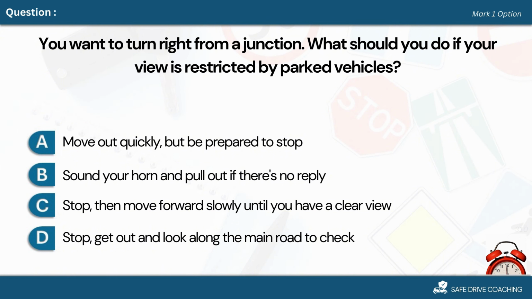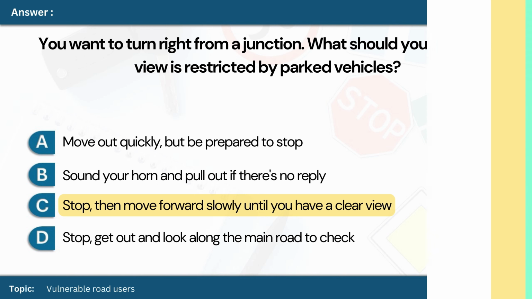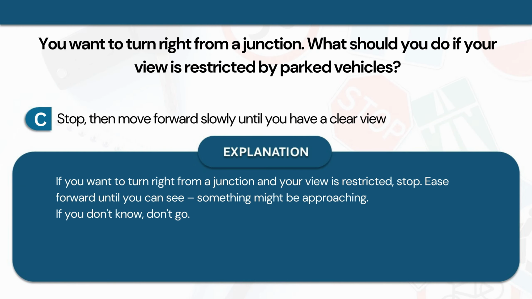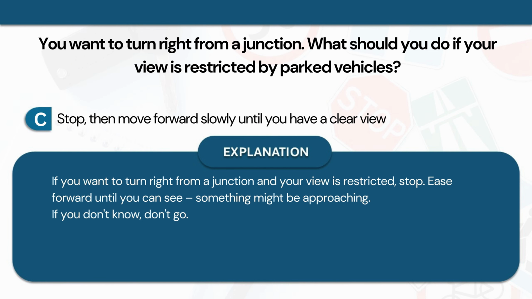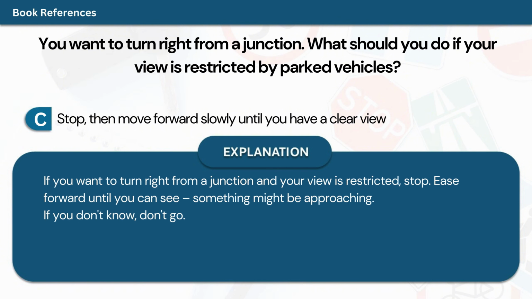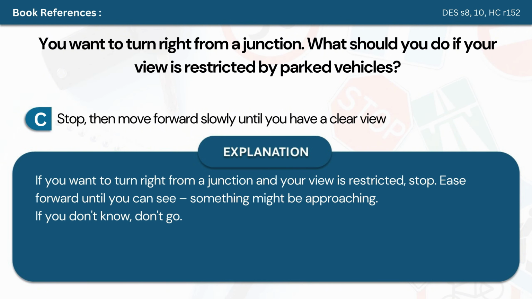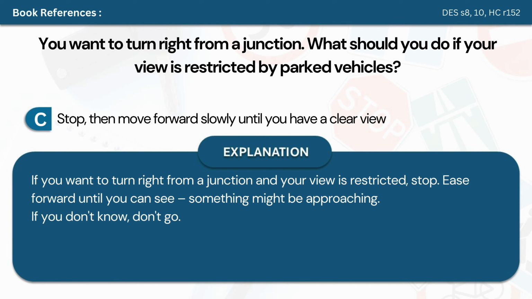The correct answer is C. Stop, then move forward slowly until you have a clear view. If you want to turn right from a junction and your view is restricted, stop. Ease forward until you can see something might be approaching. If you don't know, don't go.